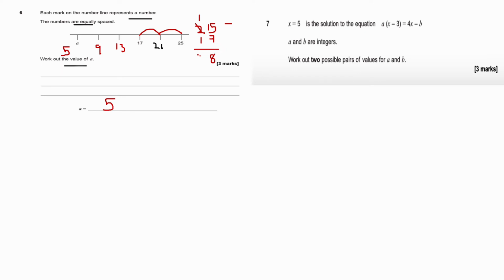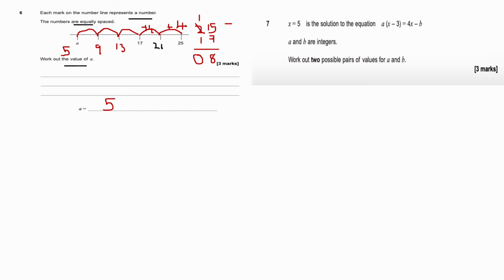It goes up in 8. That means each jump goes up in 4, because if I split 8 into 2 equal parts, I get 4, okay? So adding 4, and then I'll just work backward by saying, okay, well, 17 take away 4 is 13, 13 take away 4 is 9, 9 take away 4 is 5, therefore I got the answer of a equals 5, okay? That's my answer for that one.